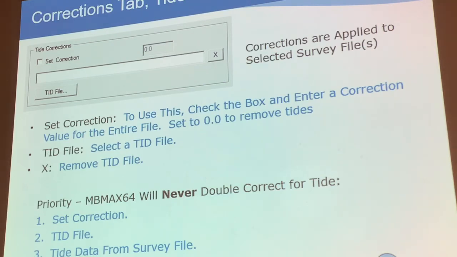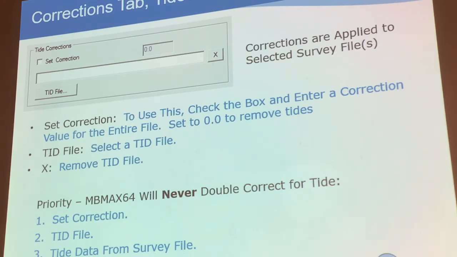So over here, when you are inputting the tide data, right, the corrections which you set, like when you say set correction, if you put it to 0, that means it will not read any tide file that's already existent in the multi-beam data.